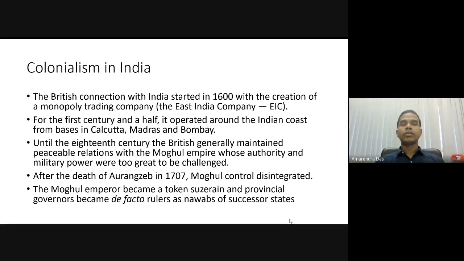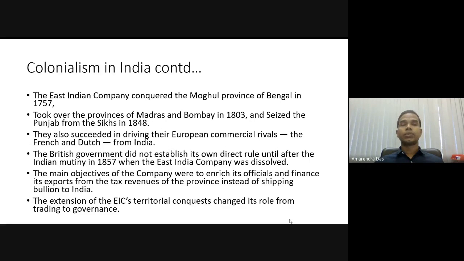The Mughal emperor became a token suzerain and provincial governors became the de facto rulers as Nawabs of successor states. Basically, we see a fall in the Mughal Empire, and that's how the East India Company conquered the Mughal province of Bengal in 1757. So you can say that the rule of the East India Company starts from 1757, and the focus moves from trade to capturing power, okay?